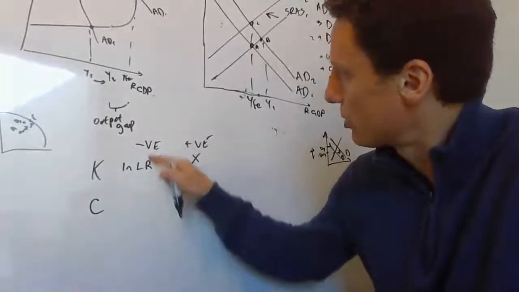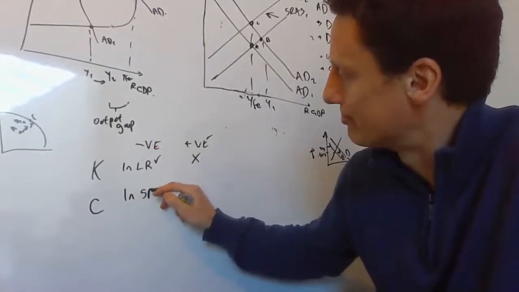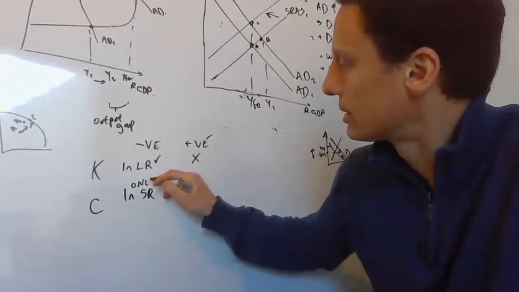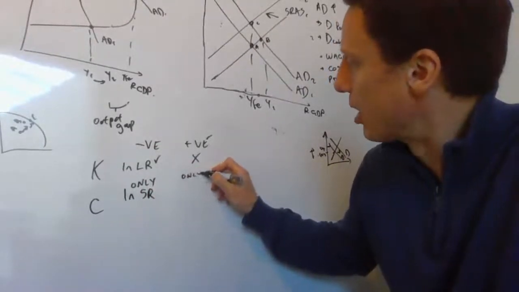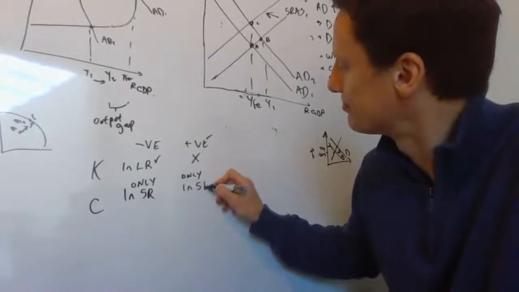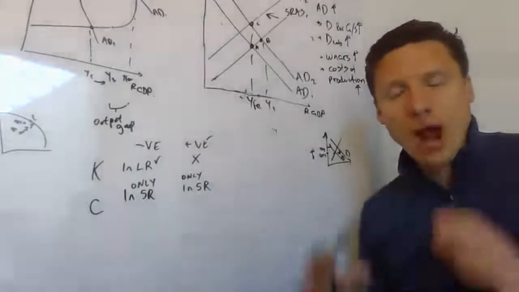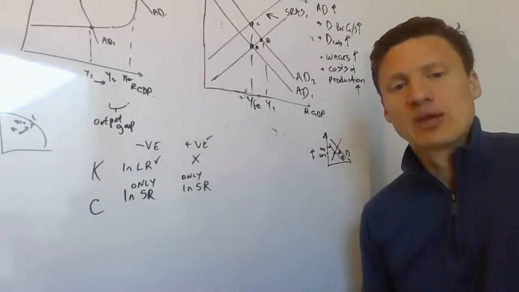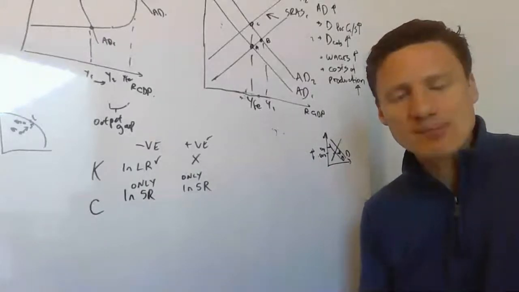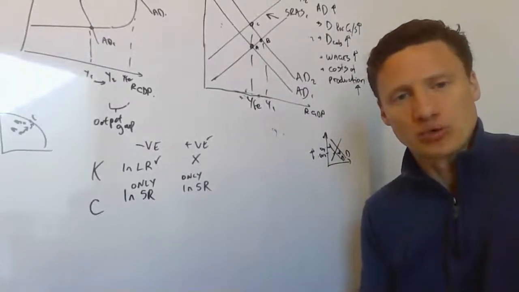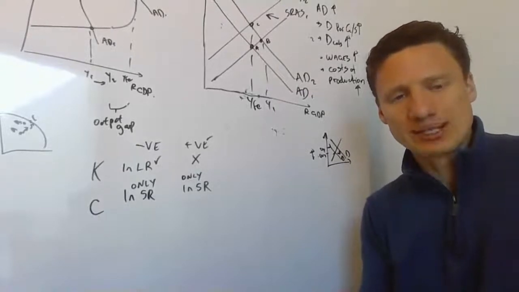In the classical world, you can have a negative output gap, but only in the short run. Okay, you can have a positive output gap, but again, only in the short run. So in the classical world, the key conclusion is there are no output gaps in the long run. Because remember, this classical idea is that if you are willing and able to work, there will be a job for you. You just need to adjust your wages to what businesses are willing to pay for you.